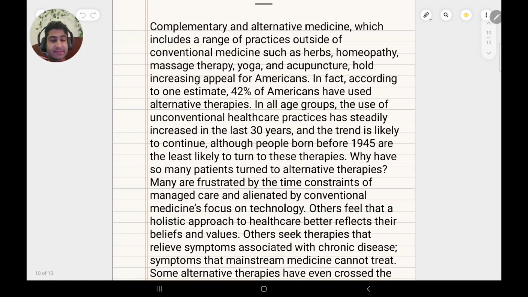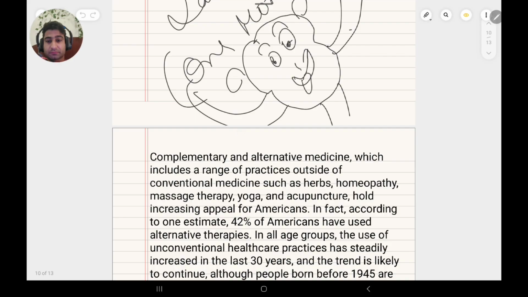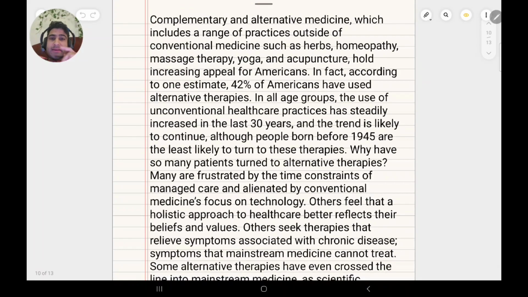Complementary and alternative medicines. This is all about the medicine which includes a range of practices outside of conventional medicine, such as herbs. Now, what is conventional medicine? Convention is something which is a normal procedure which we follow. Such as herbs, homeopathy, massage therapy, yoga, and acupuncture hold increasingly appeal for Americans. Means it has increased to another level.